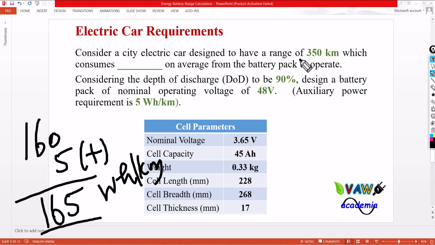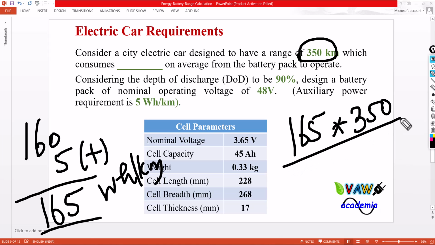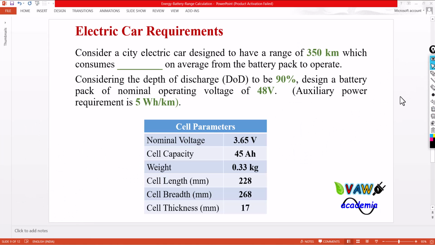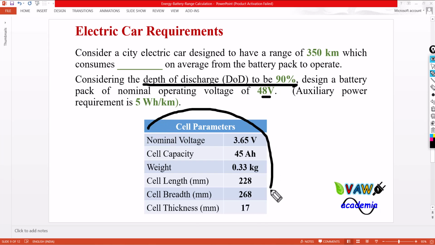I want to design a battery pack which covers 350 km as a range. Then it is simple: 165 multiplied with 350 will give you the total energy required to drive the vehicle. So that will be the next step. As of now, we'll look at this. The depth of discharge is 90%. The nominal operating voltage is 48 volts. And these are all the cell parameters.